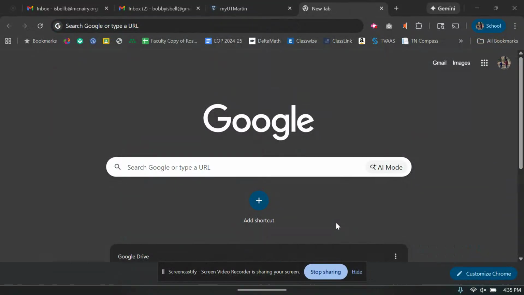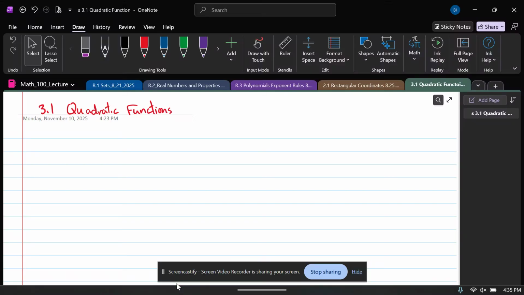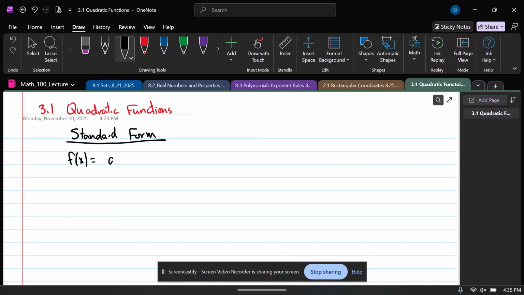Can do this sort of thing and accomplish it. So quadratic functions, we're going to deal with two different forms in our lesson tonight. The first form we're going to deal with is standard form. Standard form, f of x equals ax squared plus bx plus c.